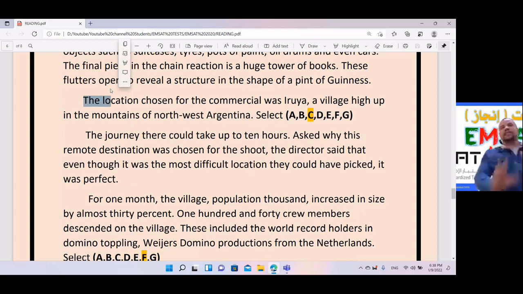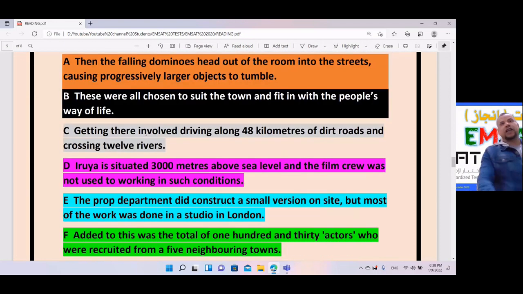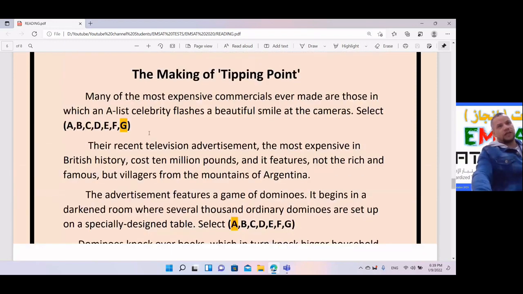Okay, I'm talking here about a place, a location. So C is the answer. Why C? Look at this one now, C here. Getting there involved driving along 48 kilometers of dirt roads and crossing 12 rivers. So I'm just completing the location description. So this is, C is better.